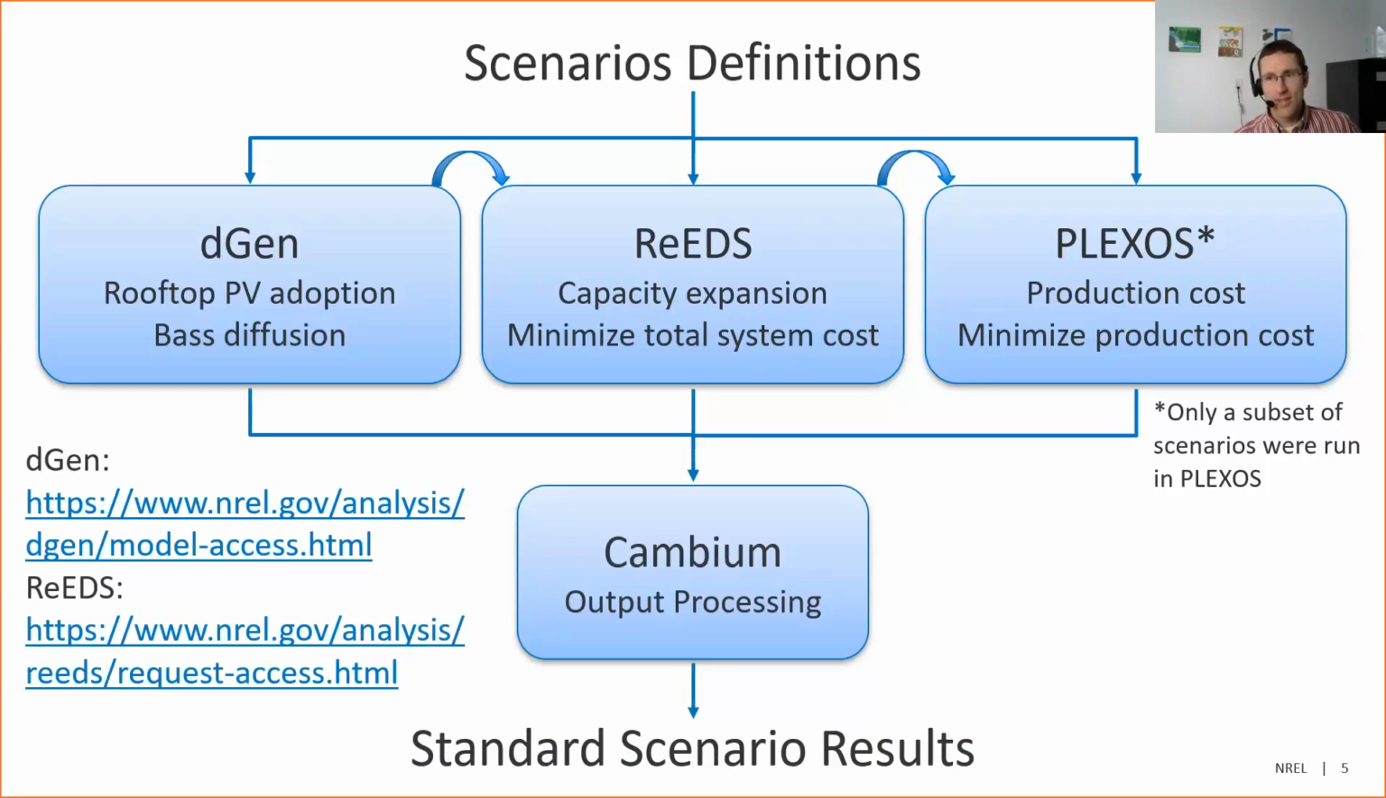Just want to note that both the ReEDS and dGen models are NREL models, so we've made both of those publicly available. You can get them at the link shown here. PLEXOS is not our model, so we try to make as much data available as we can, but we don't own it, so we can't make it any more available than what it is right now. So let's go to the next slide.